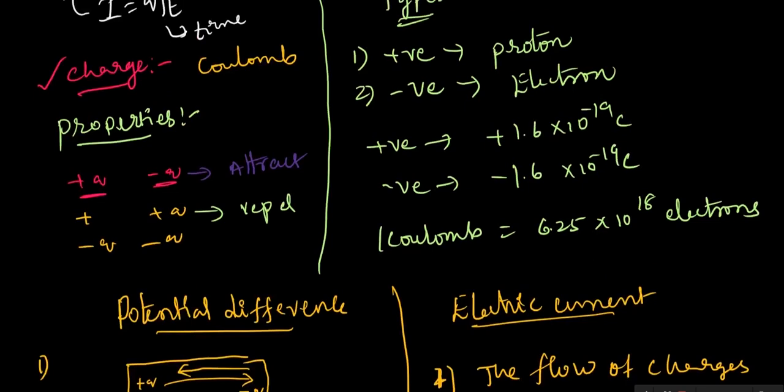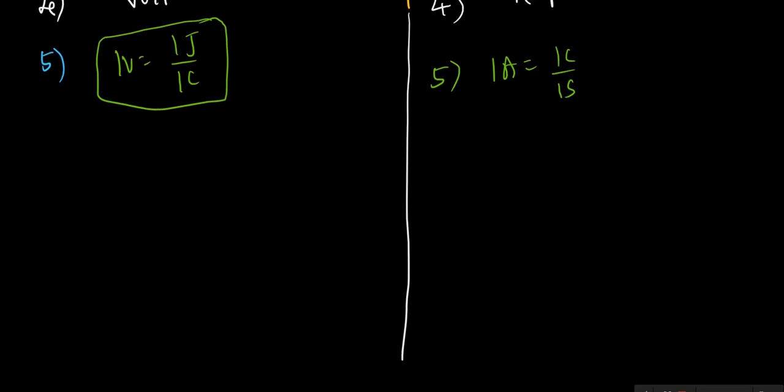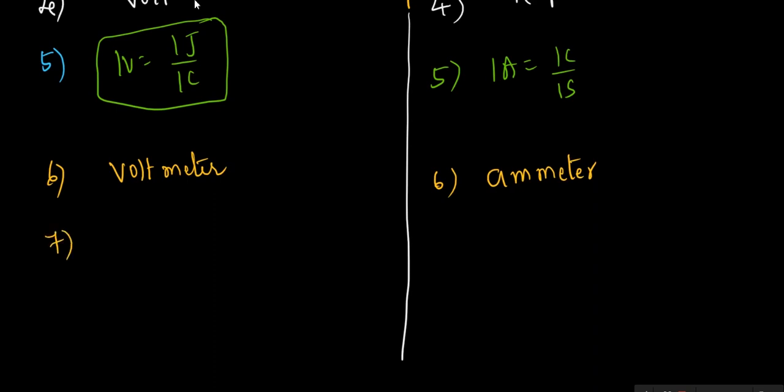And coming to the sixth point, here is the sixth point. Potential difference is measured by voltmeter. What is the device used to measure a potential difference? Voltmeter. Whereas in electric current, the current is measured by ammeter.